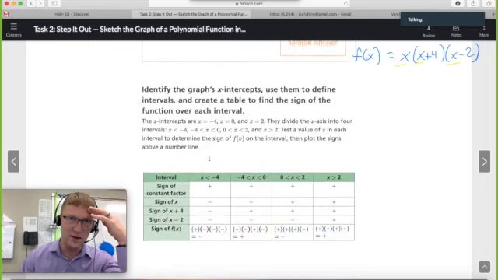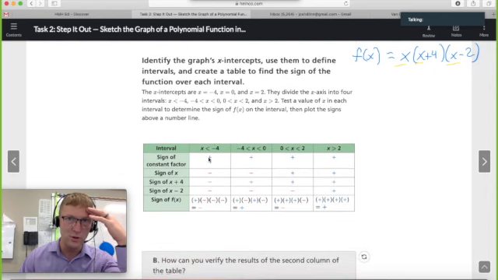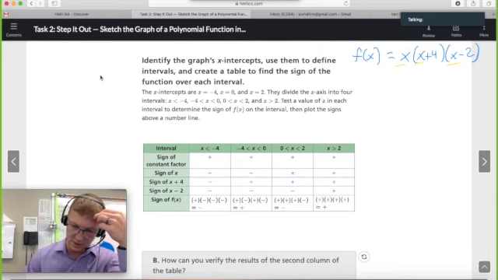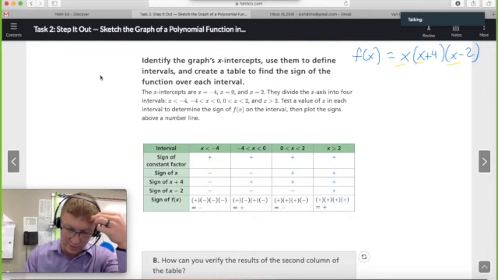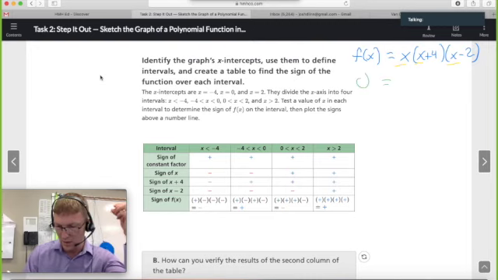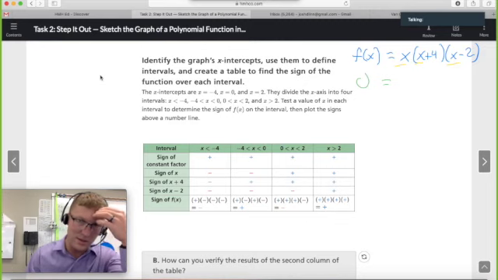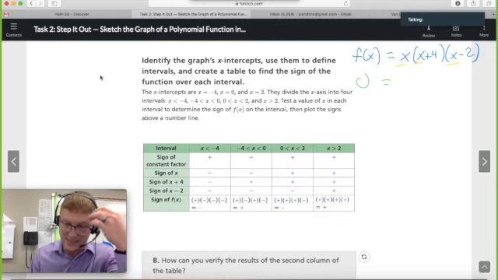Then it says identify the graph's x-intercepts, use them to define intervals, and create a table to find the sign of the function over each interval. So when it says use the graph's x-intercepts, an x-intercept is when y equals 0. So we would set this whole thing equal to 0. I'll work this one out long-handed, but this is something where it might save you some time to start trying to see these things.